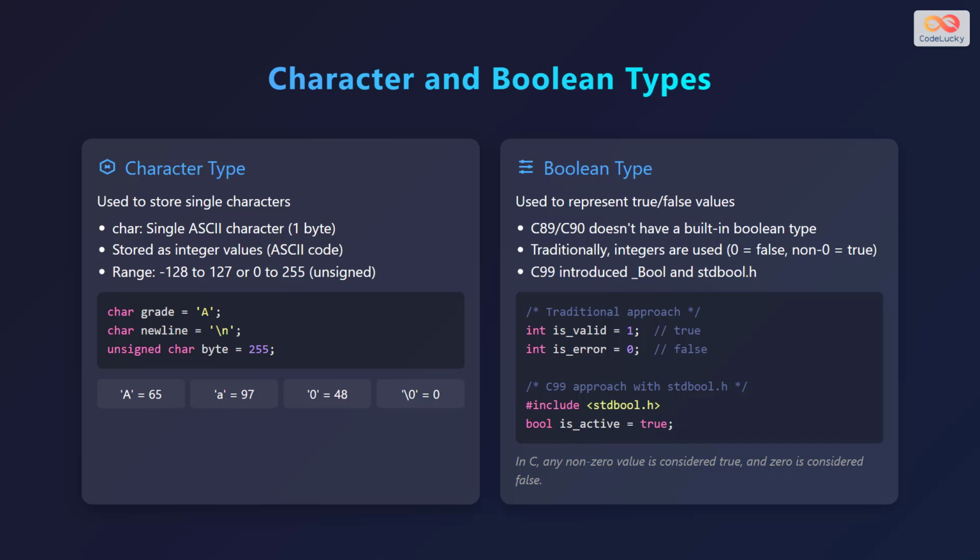For example, using the traditional approach, we can declare int is_valid = 1 representing true, and int is_error = 0 representing false. With the C99 approach, we include stdbool.h and declare bool is_active = true. Remember, in C, any non-zero value is considered true, and 0 is considered false.